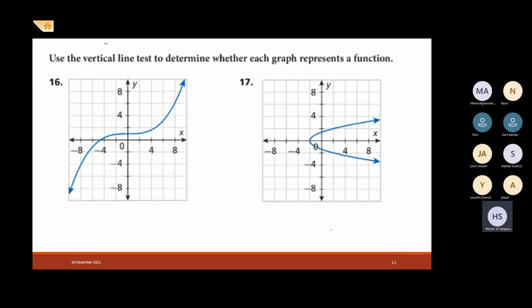Now let's see this one here, number 16. Is it a function or no? Number 16. Yes.